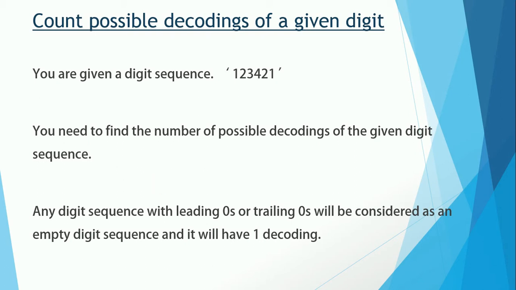Before we check out all the possible decodings of this given digit sequence and understand the problem better, I want you to take a look at this condition because you will have to incorporate this in your program. Any digit sequence with leading zeros or trailing zeros will be considered as an empty digit sequence, and it will have one decoding. So you can put this as a base case in your program: whenever you get a digit sequence with leading or trailing zeros, you return the possible decoding as 1. Now let's check out the possible decodings of this given digit sequence.